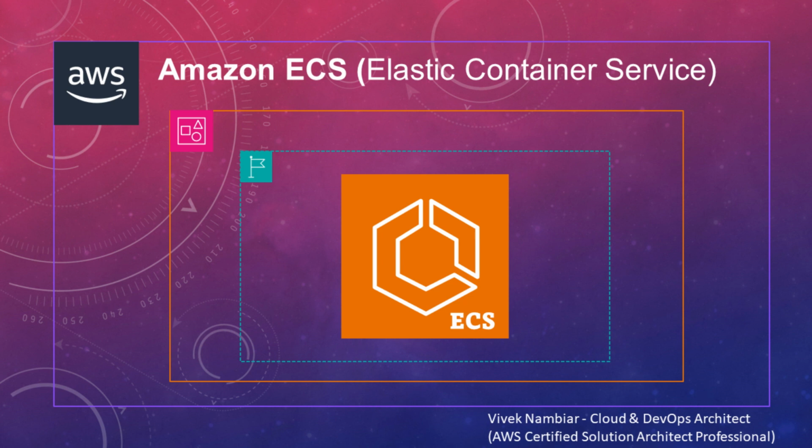AWS ECS offers several advantages for running containerized applications. 1. Fully managed service. ECS is a fully managed service, which means that AWS handles the underlying infrastructure, including server provisioning, scaling, and patching. This allows you to focus on developing and deploying your applications without worrying about managing the infrastructure.